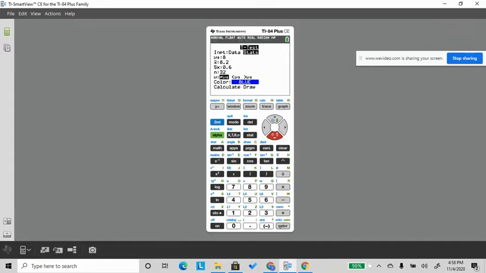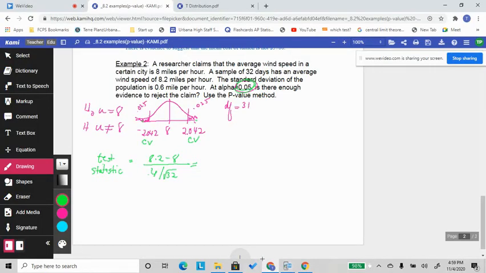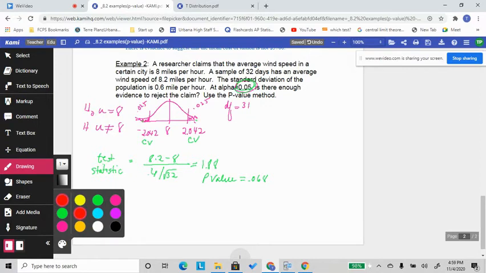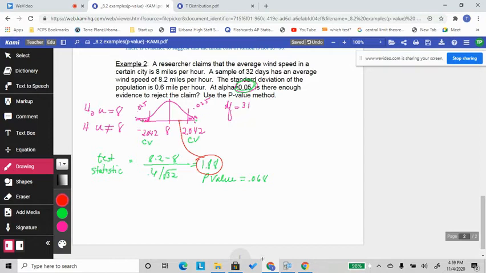Okay, we hit calculate, and we got 1.88 with a p-value of 0.068. All right, so let's talk about it in our test value way. All right, so 1.88 is right here. It's going to land in white, so we're going to fail to reject.